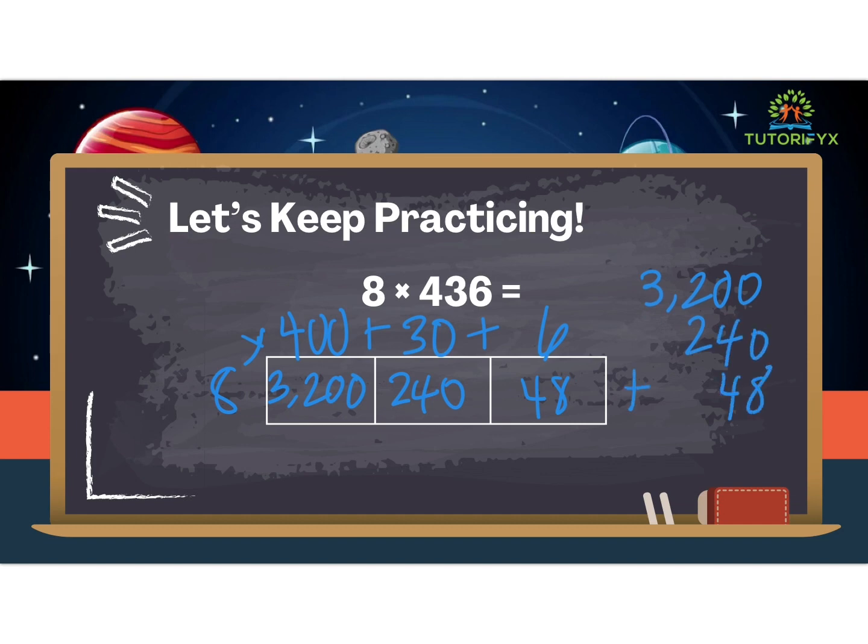Notice I lined up my digits in the correct place value. That is so important. 0 plus 0 plus 8 is 8. 4 plus 4, 8. 2 plus 2, 4. And then bring down the 3. 3,488. That wasn't too bad, was it? If you're ready for even more of a challenge, take a look at the next problem.